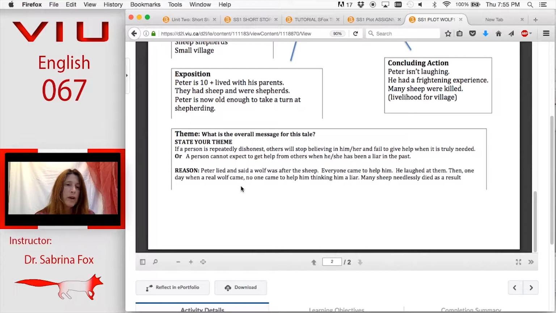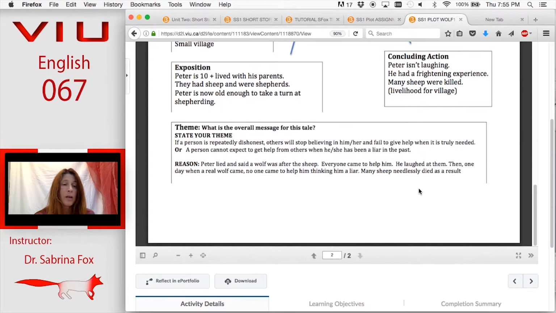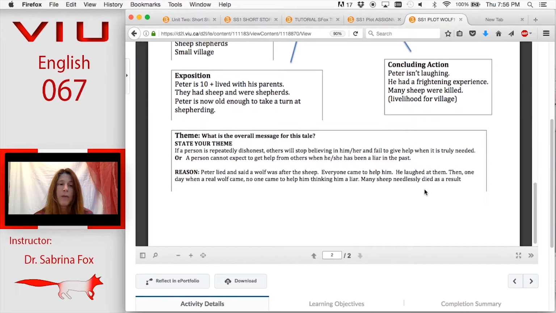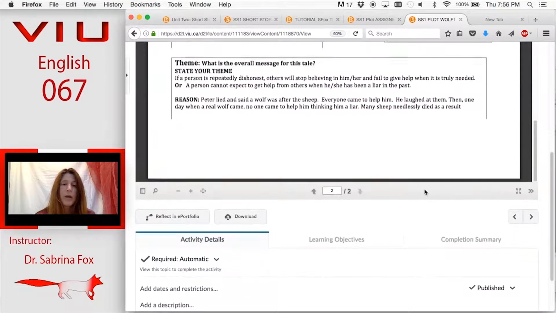And can I prove it? Yes, because I have to prove it. So Peter lied and said there was a wolf, and there wasn't. And then he laughed at everybody, and then nobody came anymore. And when a real wolf came, no one came to help him, and a lot of sheep died needlessly, and Peter was not respected or believed by anyone. Obviously, it was a learning situation.